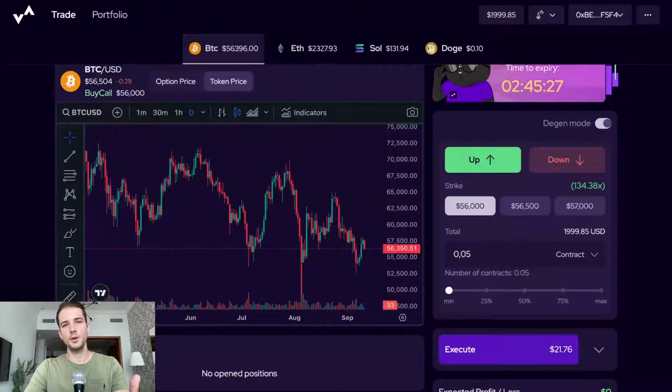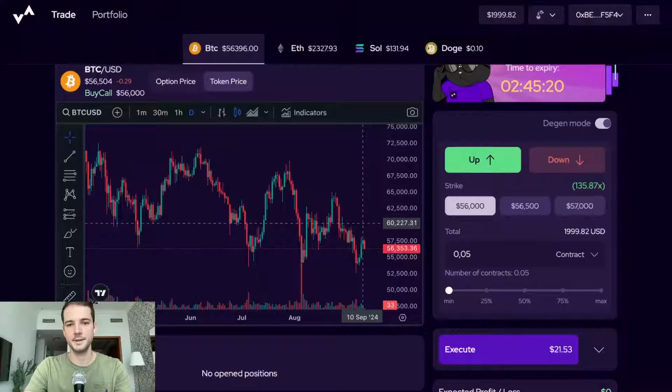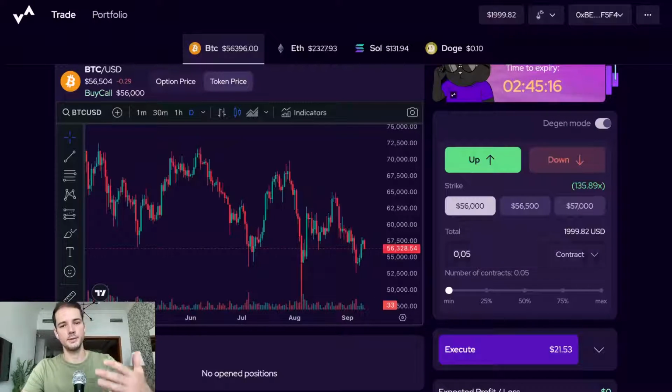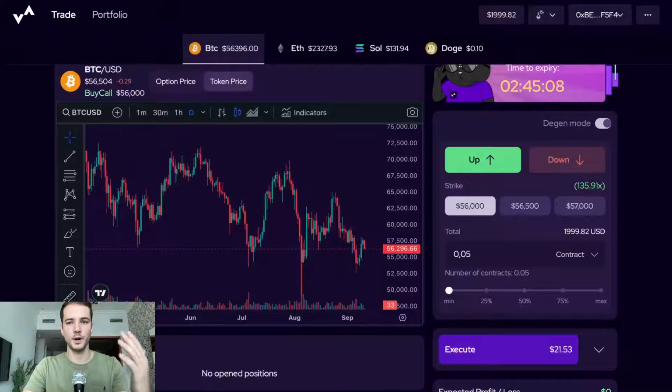So let's assume we just want to trade and buy some options for Bitcoin. The Bitcoin price is currently at roughly $56,350. And you also have to keep in mind that we only have 2 hours and 45 minutes left to trade an option. So we will need to think, where will the price of Bitcoin be within the next 2 hours and 45 minutes? Will it go up or will it go down?